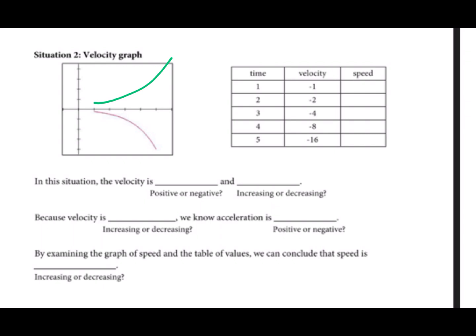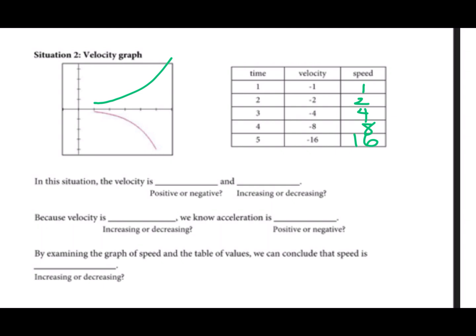Now I want you to pause and fill in the values of the table for speeds, remembering that speed is the absolute value of velocity. When you're ready, just come back to me. So I'm just going to take the absolute value of all these numbers. The absolute value of -1 is 1, the absolute value of -2 is 2, absolute value of -4 is 4, absolute value of -8 is 8, absolute value of -16 is 16. Now I want you to pause and try to fill in the blanks in situation 2. When you're ready, come back to me.